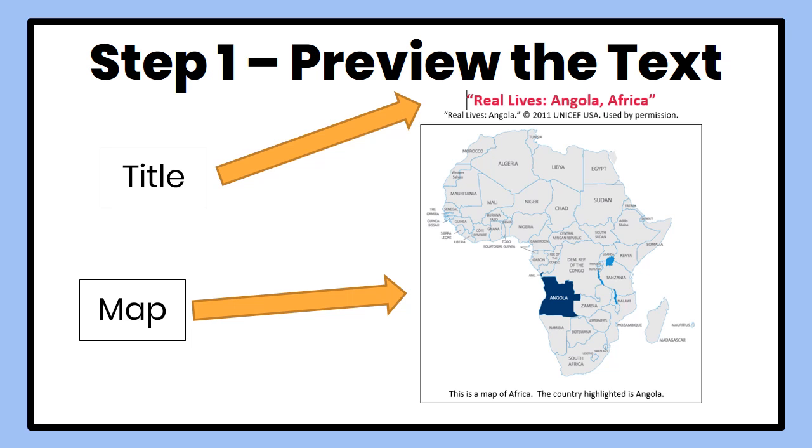Let's look at the map. What do you notice about the map? I notice that the country Angola is highlighted in dark blue. Do you notice anything else? Good job. The map also has a caption. The caption says, "This is a map of Africa. The country highlighted is Angola."